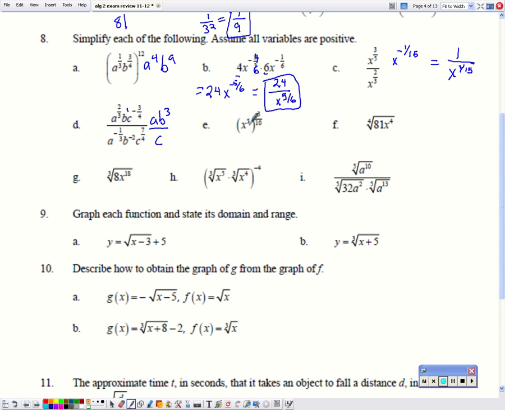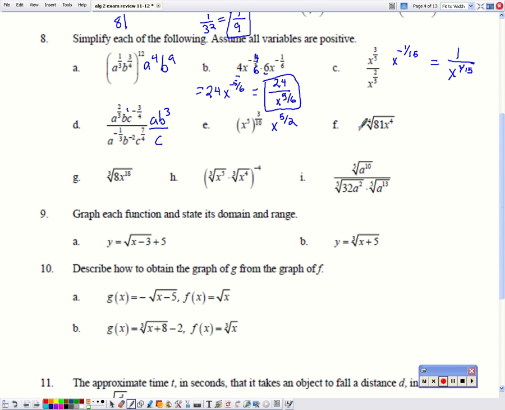Letter E. I have x to the 5th raised to the 3/10. When I have a power raised to another power, I multiply those powers. So that would be 15/10. 15/10 reduces to 5/2.